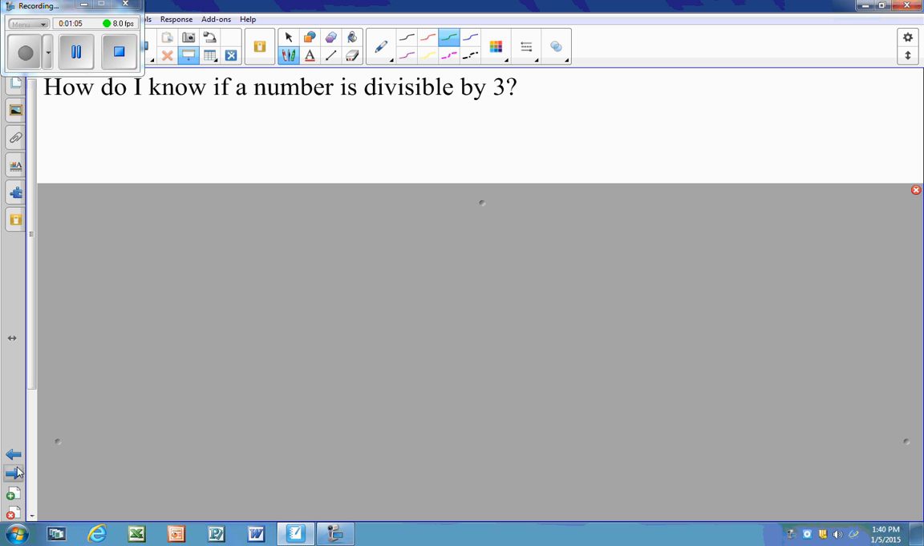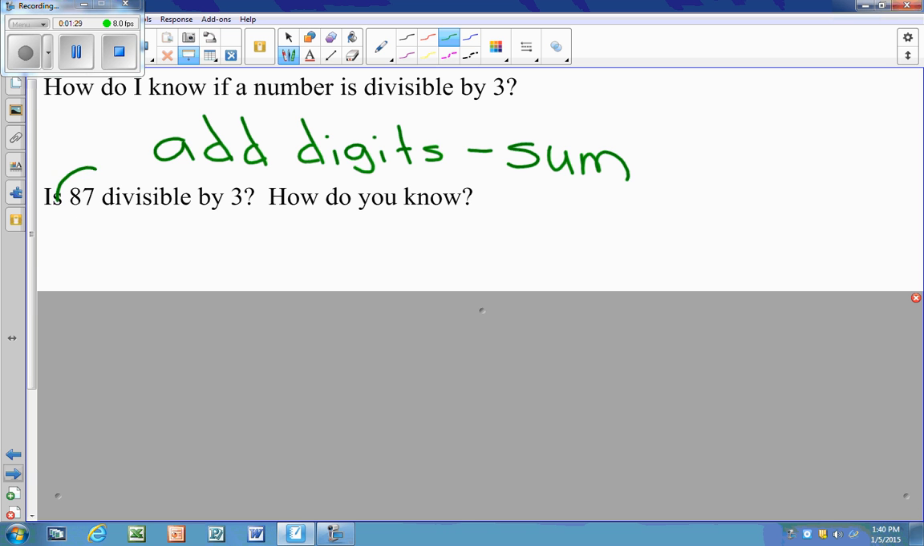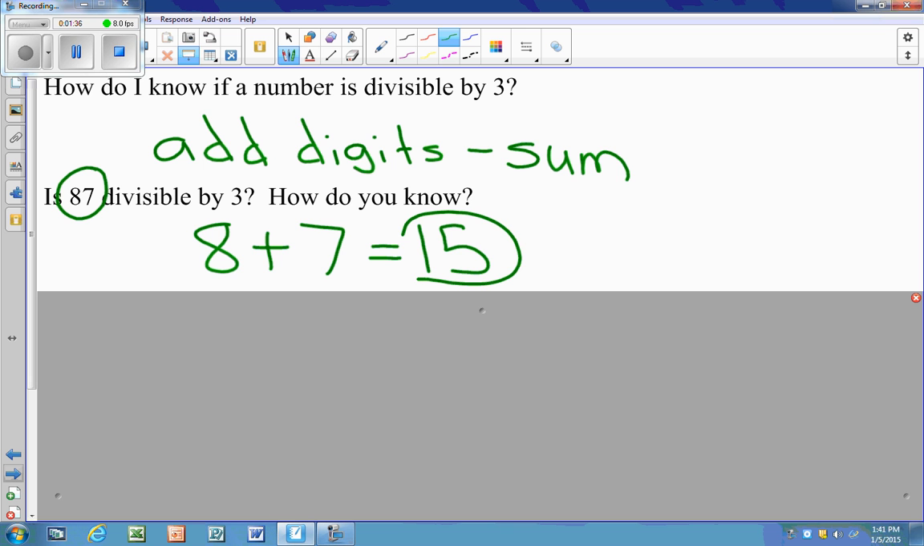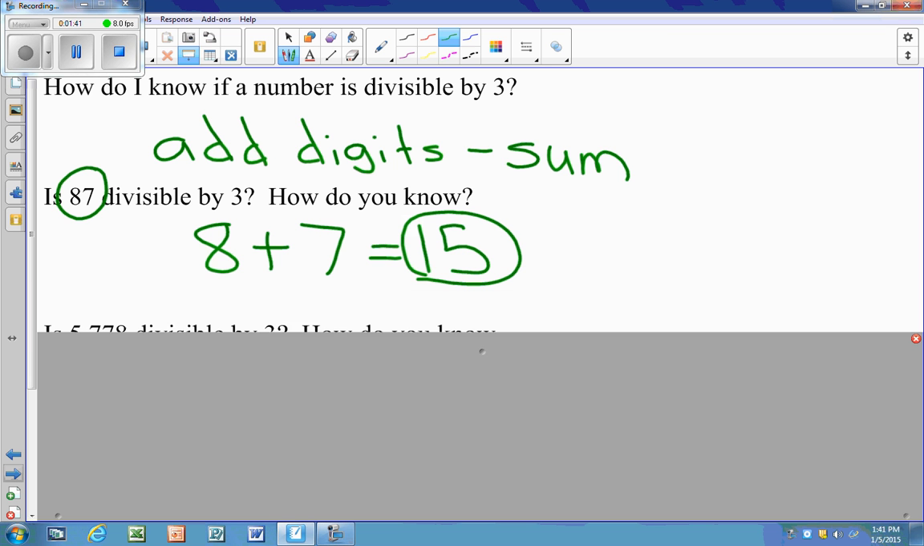The next one is, how do I know if a number is divisible by 3? To know if a number is divisible by 3, I take all of the digits in the number and add up the digits. If the sum is divisible by 3, then the whole number is divisible by 3. So here's an example. I have 87. I add 8 plus 7, which equals 15. 15 is divisible by 3, so I know that 87 is divisible by 3.